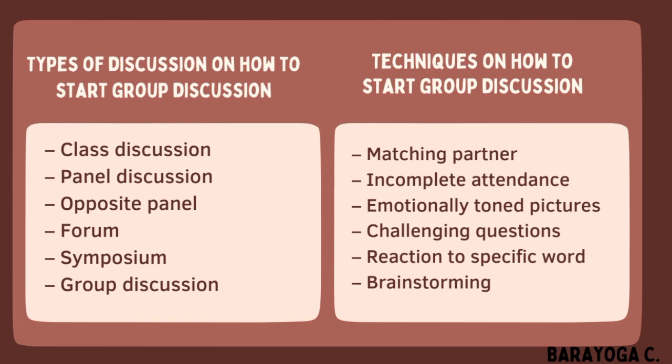And we come now to the techniques on how to start a group discussion. The first one is matching partners. This is particularly relevant in collaborative settings where effective communication and rapport among group members are important. The second one is incomplete attendance. Incomplete attendance in the context of group discussions means that not all members of a group are present or actively participating. This could have several implications.